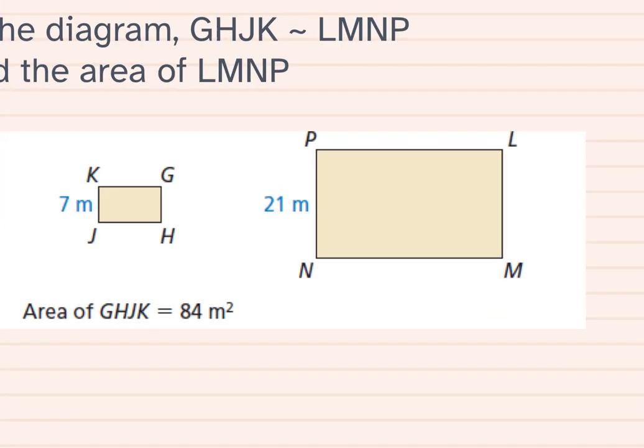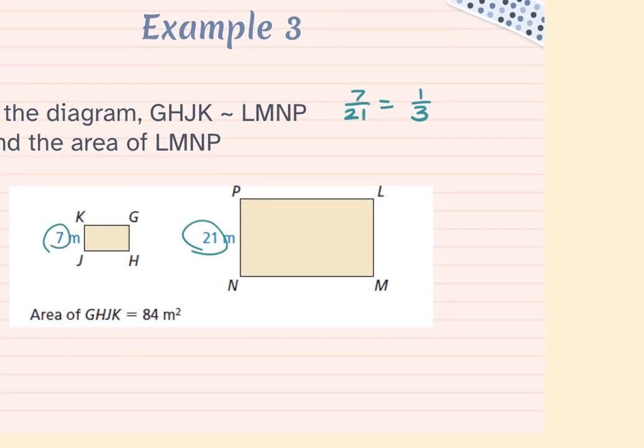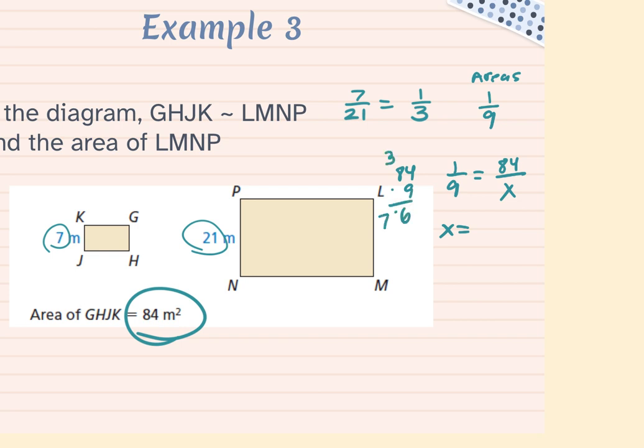So if I do left to right, I would get 7/21, which would be 1/3. That's the ratio of the sides, the scale factor, the ratio of the perimeters. What would be the ratio of the areas? 1/9, because you'd square both. Then I'm given the area of the smaller one, 84. So 1 to 9 should equal 84 over x. And then I just cross multiply. So 84 times 9 is 756, and it would be meters squared.